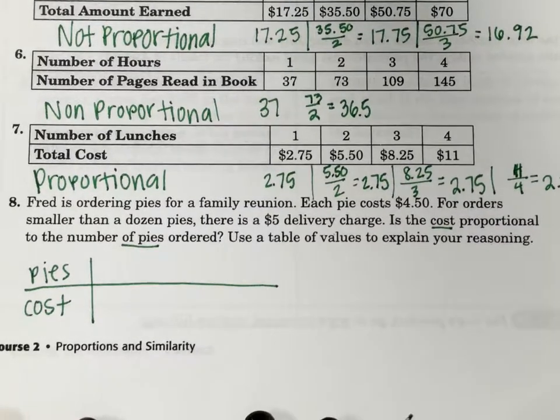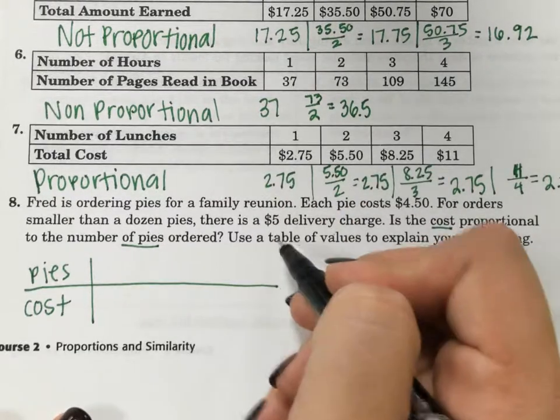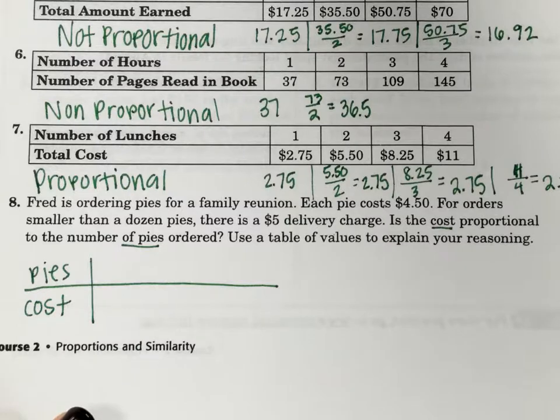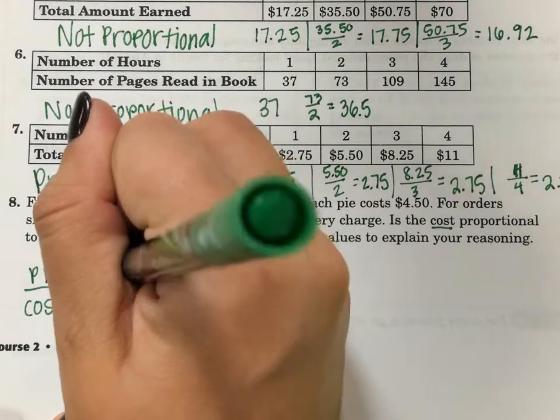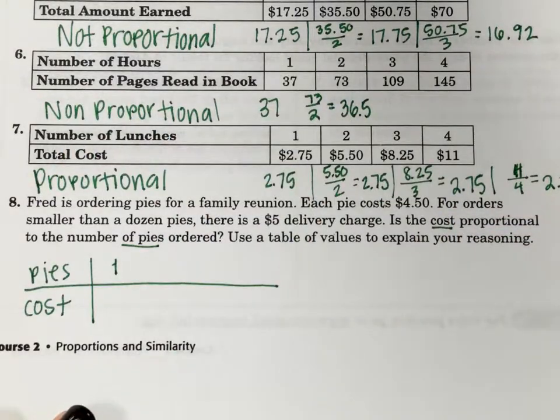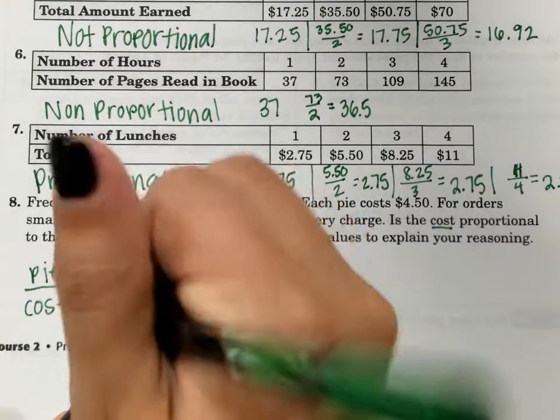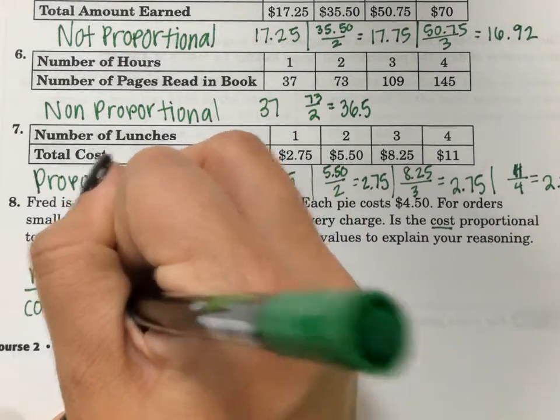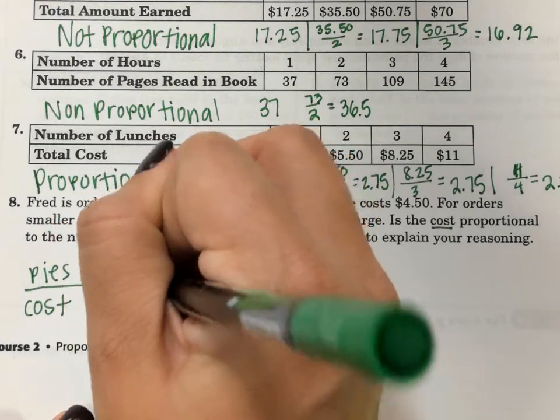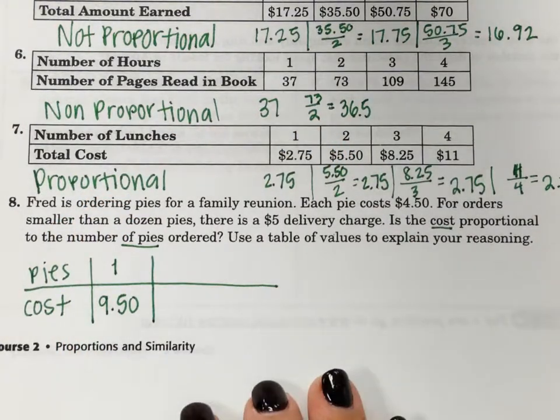So they told me in the word problem that each pie costs $4.50, but then you also have to pay a $5 delivery fee, right? So if I'm buying one pie, how much is it going to cost to get one pie delivered? $4.50 plus $5, which gives me a total of what? $9.50, okay? So if I order one pie, it's going to cost $9.50.